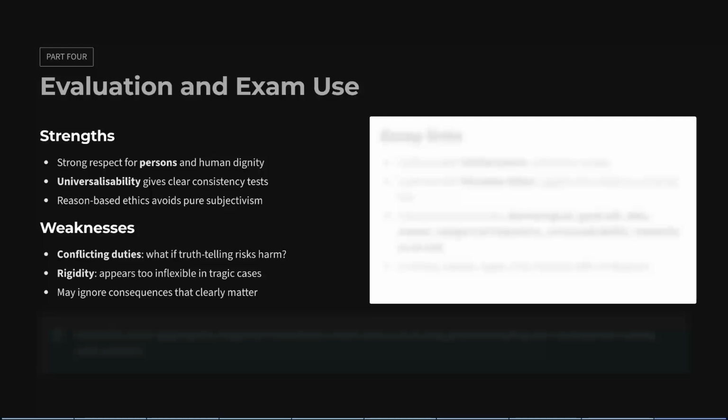The rigidity objection is equally pressing here. Most people find Kant's famous claim that lying is impermissible, even to a murderer who asks where your friend is hiding, morally unacceptable. Kant maintains the prohibition. Critics argue that a theory which produces such conclusions must have something wrong with it. And Kant finally may ignore consequences that clearly matter. A theory that treats outcomes as morally irrelevant struggles to explain why we should prefer a world with less suffering to a world with more.